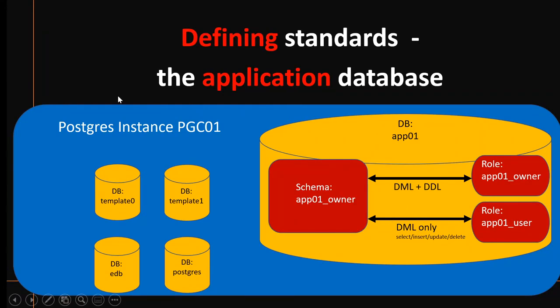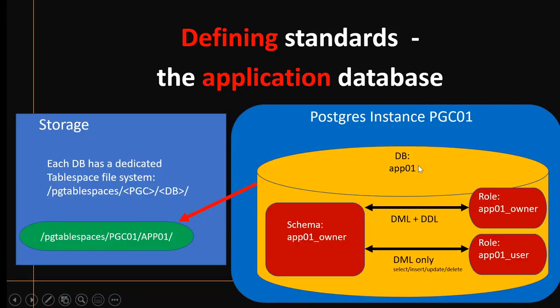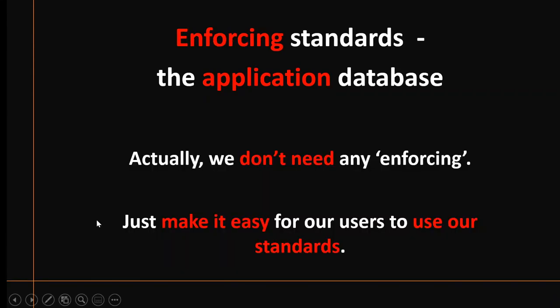And what you see here in blue is the instance, which contains a standard databases, template 1, template 0, EDB, Postgres, and then of course our application database. Now the application database writes to a dedicated file system. So the application database has its dedicated file system, which I showed you at the beginning of this presentation. And that leads me to the conclusion that we don't really need enforcing.